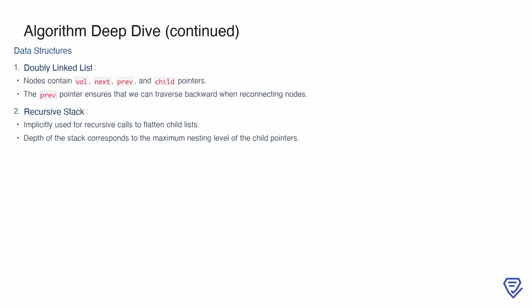the doubly linked structure. Additionally, the recursive nature of the algorithm relies on an implicit stack, which is managed by the function call stack. This stack allows the algorithm to keep track of the current state at each level of nesting. The depth of this stack corresponds to the maximum level of nested child pointers in the list.